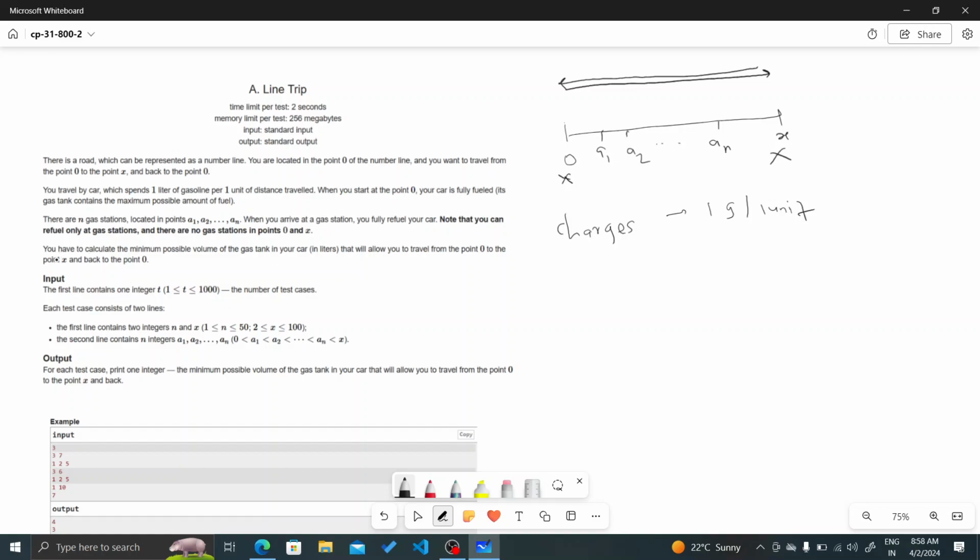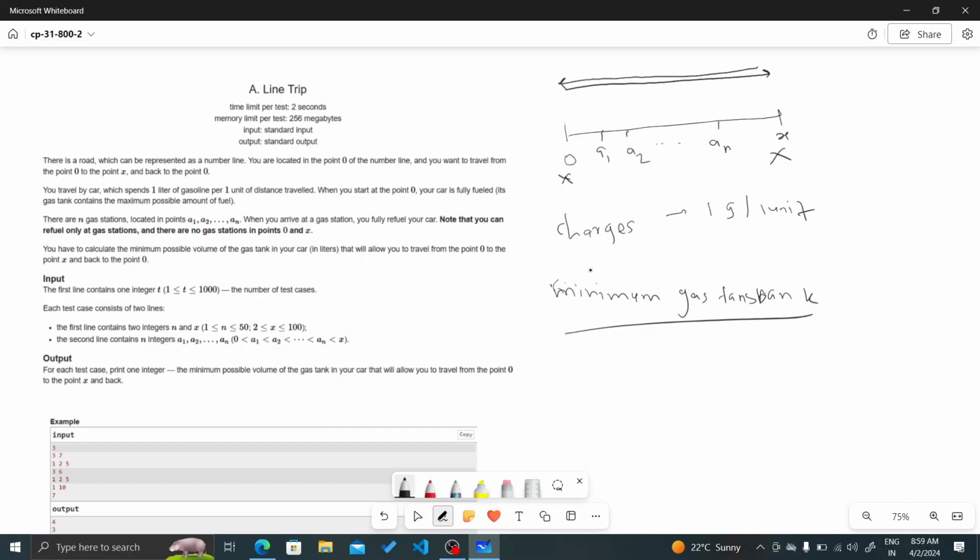So you have to calculate the minimum possible volume of the gas tank in your car that will allow you to travel from 0 to point X and back to point 0. So what should be the minimum gas tank size? You can pause the video and think about it.